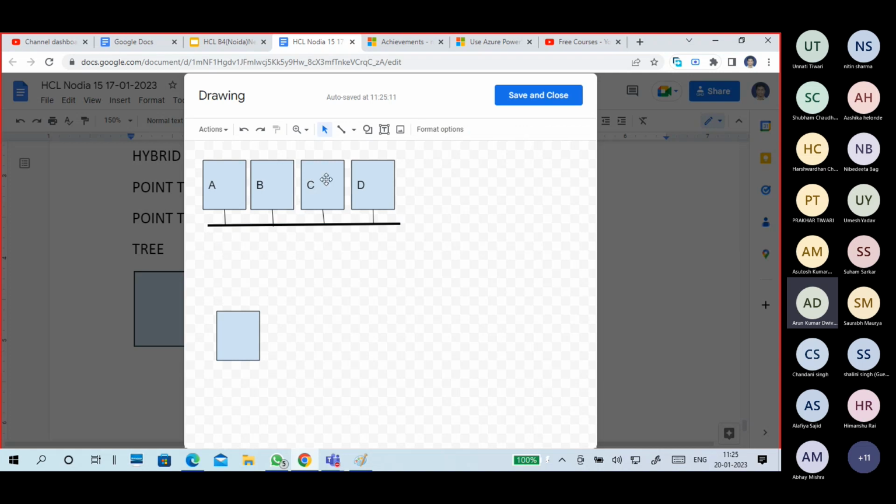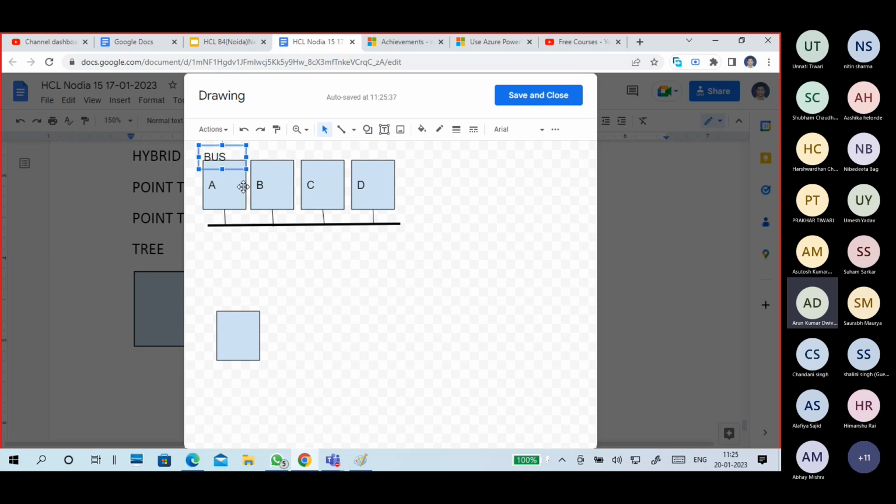So devices are connected to the backbone wire, and all communicate through this backbone wire only. If you want to send a message to C, it has to go through the backbone wire only. This is a bus topology. Devices are connected to a backbone wire.